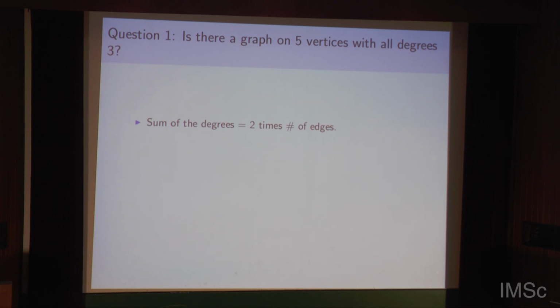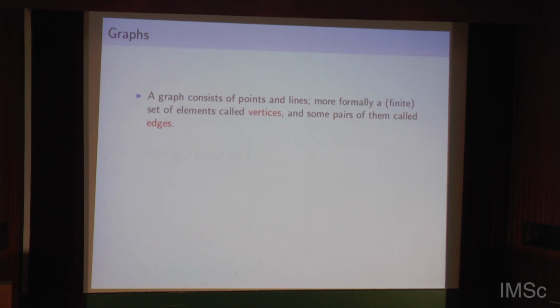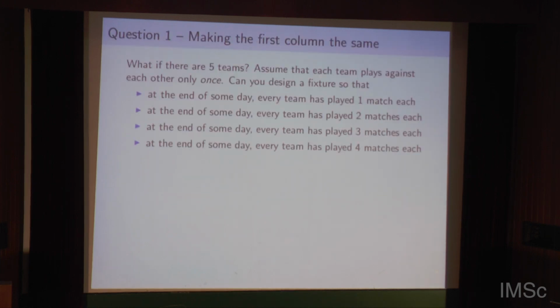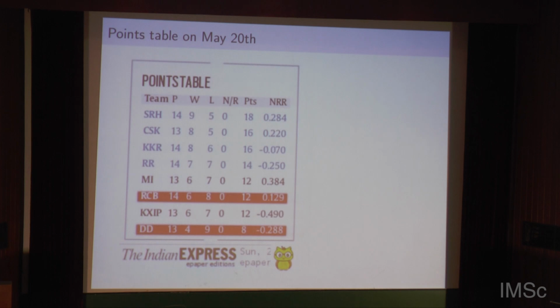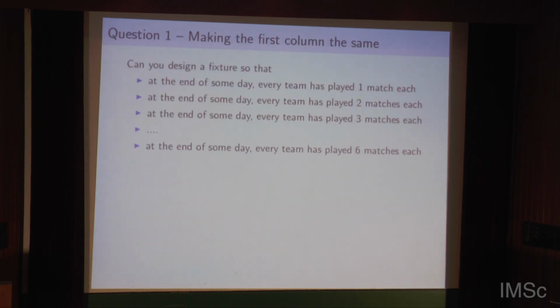So when you add the numbers in the points table, you can do a quick check. The first column sum is always 2 times the number of matches, so it is an even number.